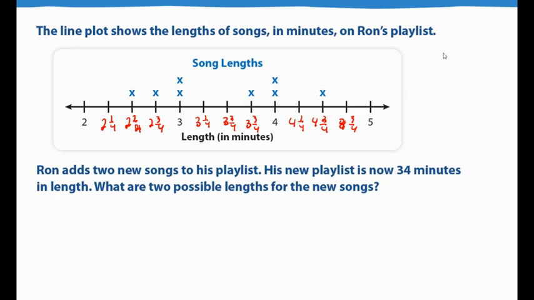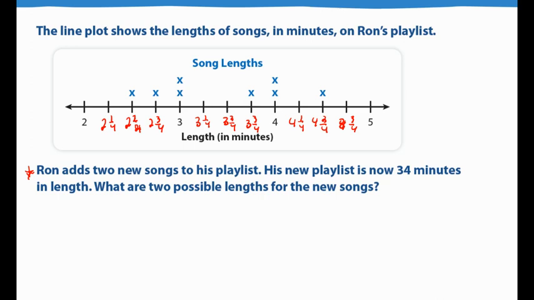So let's read the actual question right here, starting with Ron. Ron adds 2 new songs to his playlist. His new playlist is now 34 minutes in length. What are 2 possible lengths for the new songs? So a couple of things here. It doesn't tell you what his playlist is now. It says that he adds 2 more songs and then it is 34 minutes.